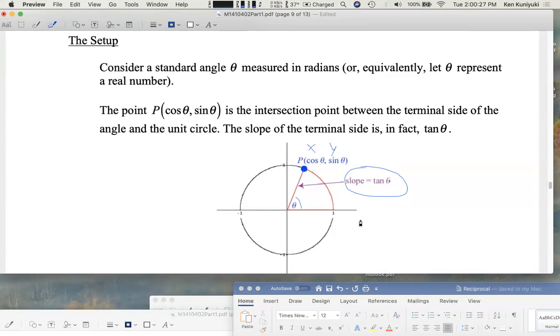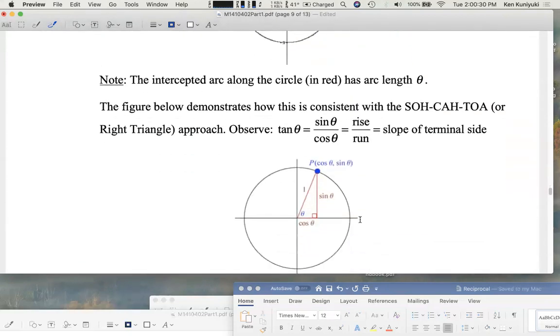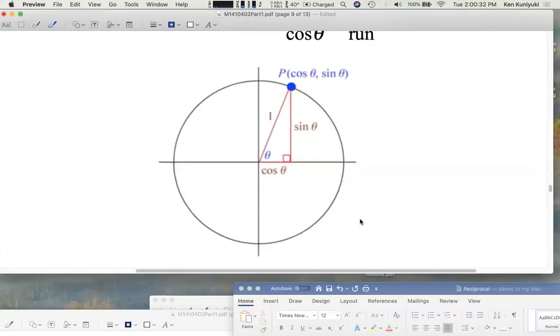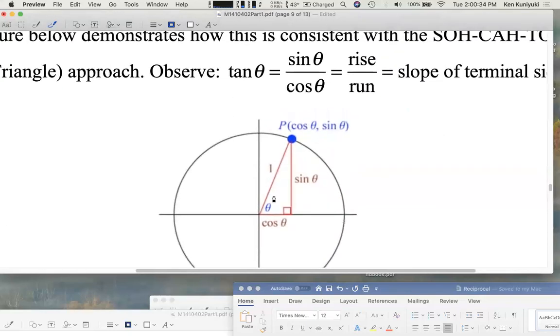Now, why are these things true? It really comes down to SOHCAHTOA. So over here, we have our angle theta. Sine of theta, SOHCAHTOA, sine is opposite over hypotenuse. Now, for this unit circle, the radius is 1, so the hypotenuse is 1, which means that this side here has to be sine of theta, because sine of theta is opposite over hypotenuse. This is the y-coordinate of that point.